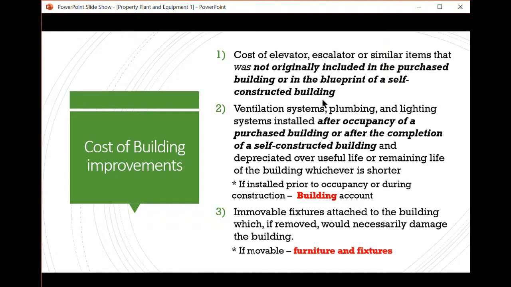So ventilation, air conditioning, you have the lighting system. Kaya naa may usahay nga ang company naay centralized nga ventilation, centralized pod nga lighting. So again, if after na siya nahuman na ang building or napuy-an na ang building, that's building improvements.